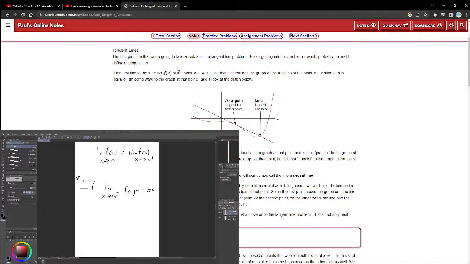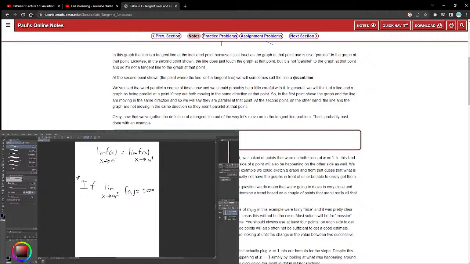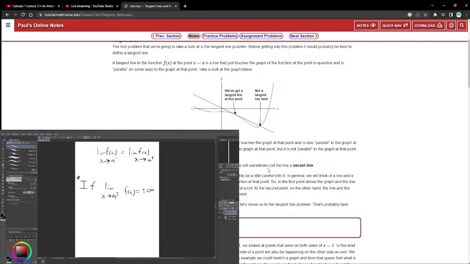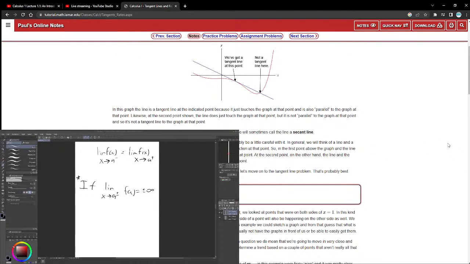It does touch the graph at that point, but it's not parallel to the graph at that point, and so it's not a tangent line to the graph at that point. At the second point shown, the point where the line isn't a tangent line, we will sometimes call the line a secant line.